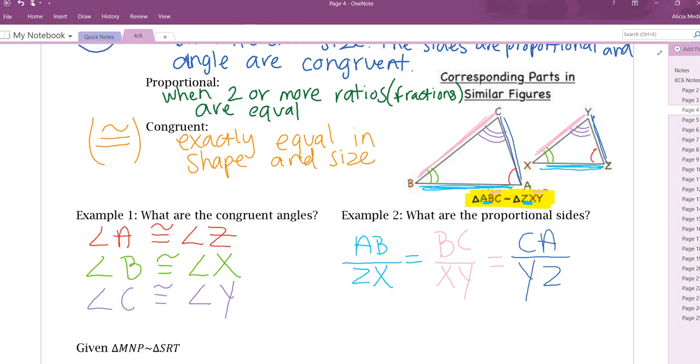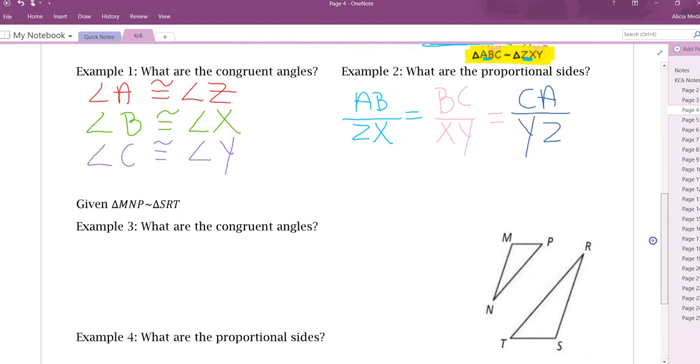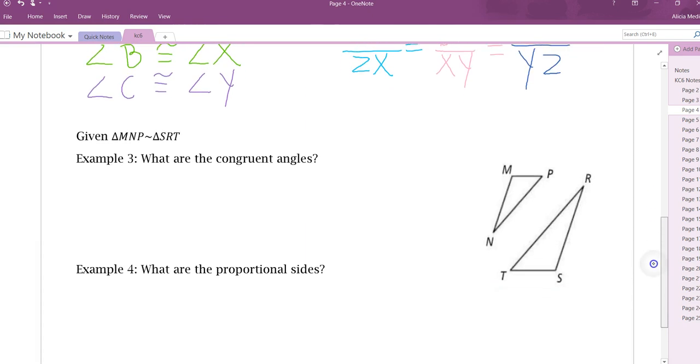So please make sure that you write these in order. That similarity statement tells you exactly how to write these. It's not in order just because they wrote it that way, it's because it tells you what sides are proportional and what sides are equal. So let's go ahead and look at this next example.